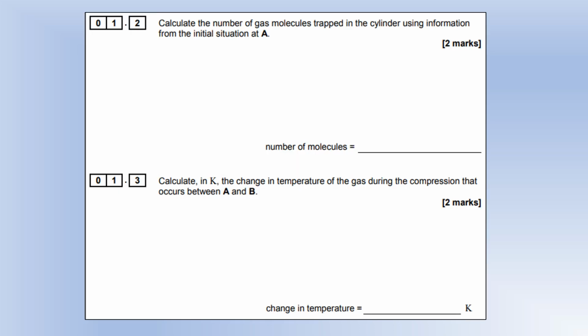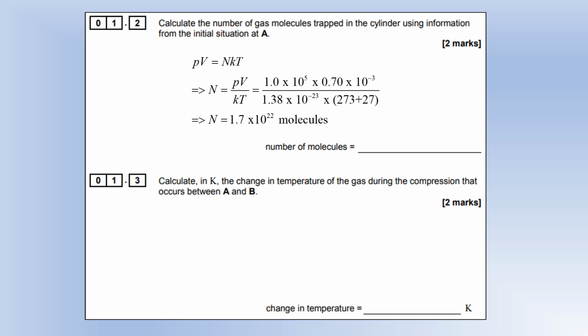Okay, so now we want to calculate the number of gas molecules trapped when it's at situation A. So I'm going to use this equation because the capital N is the number of molecules. So we rearrange it, put in the values of P and V at A, and then make sure we put the temperature in Kelvin, giving us the right number of molecules.